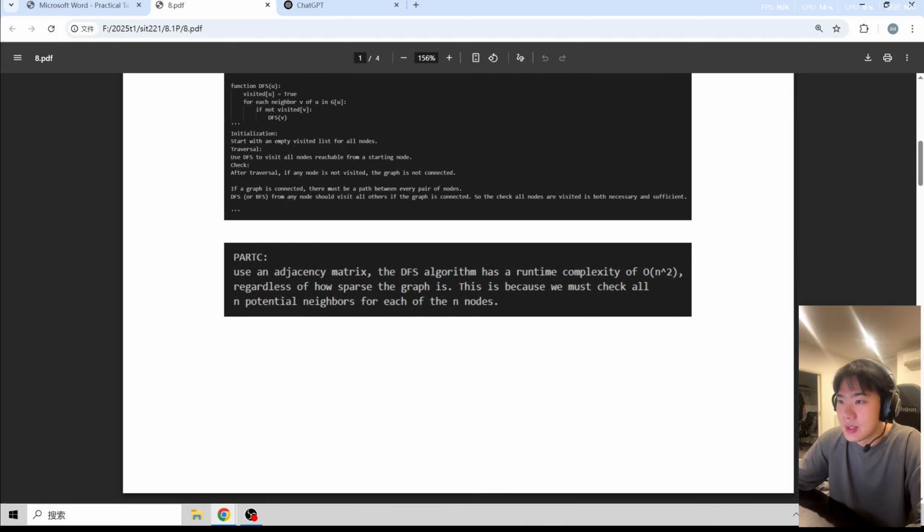And then part C. If a graph is represented using an adjacency matrix, then the runtime of DFS is n squared. Because in an adjacency list we only visit the actual neighbors, so the runtime is n plus m. But with an adjacency matrix, we have to check all n entries in the row of each node, so even if no edge exists, that will be n multiplied by n, which is n squared.